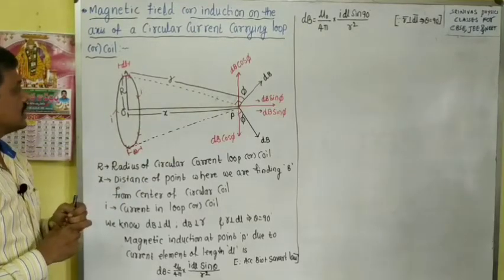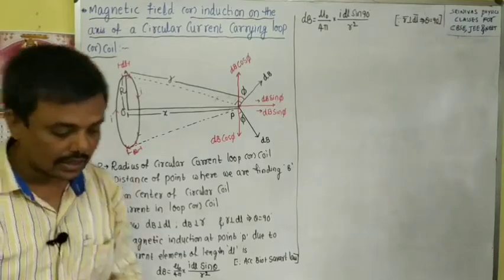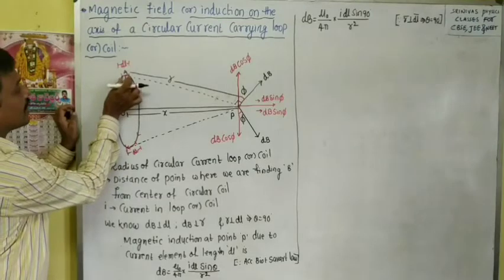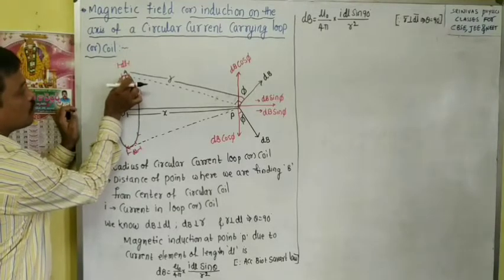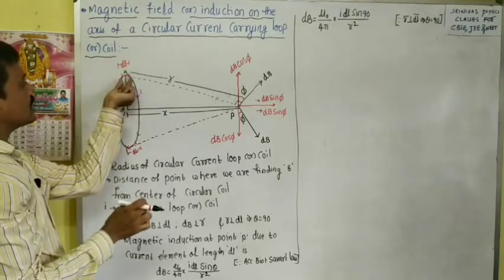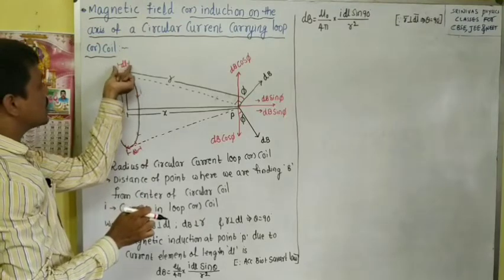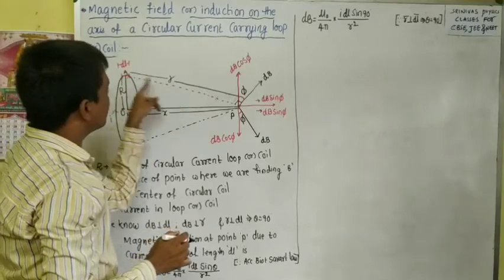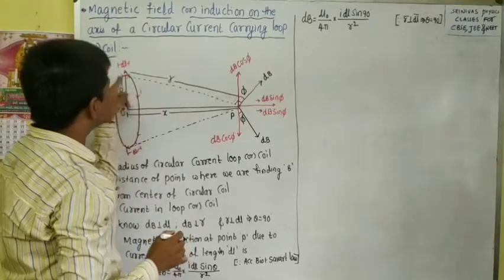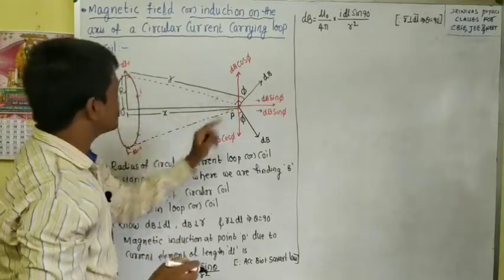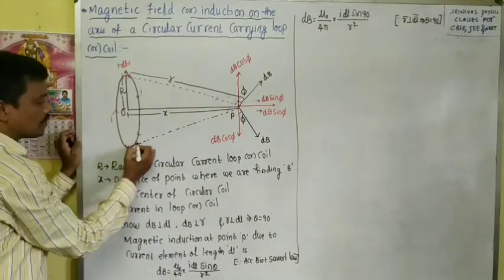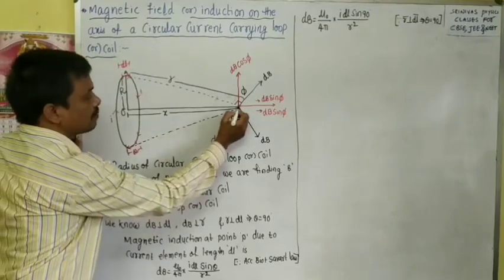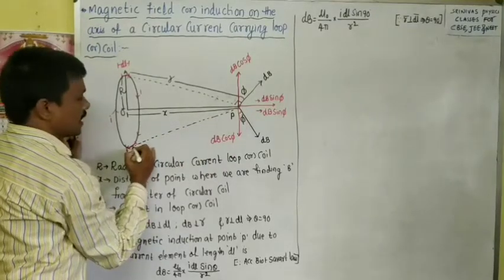Let us see here. To find out the magnetic induction at point P, we are taking a small element on the current carrying loop whose length is dl. This is a small element whose length is dl. From the element I am joining the point P, and its distance is r. At the bottom also I am taking one more element, and I am joining the point P from that element.